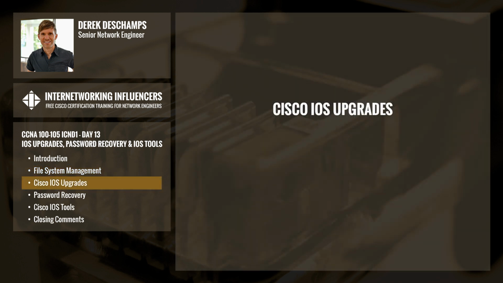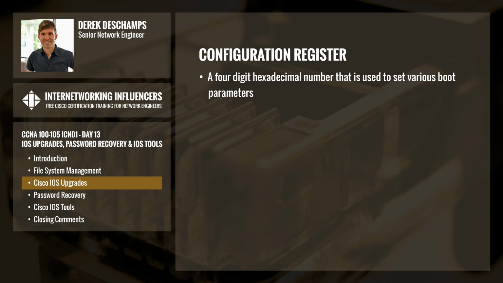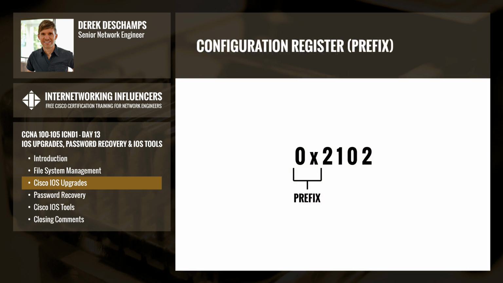The next topic we will look at today is Cisco IOS upgrades. The configuration register is a 4-digit hexadecimal number that is used to set various boot parameters. The configuration register always begins with the prefix 0x. This indicates that the configuration register is expressed in hexadecimal.